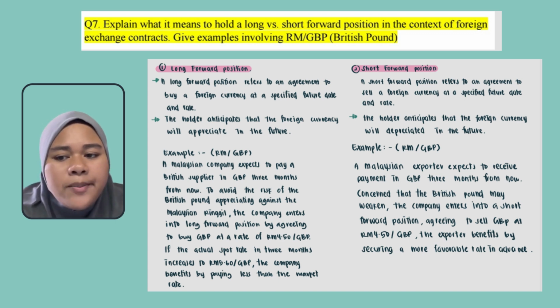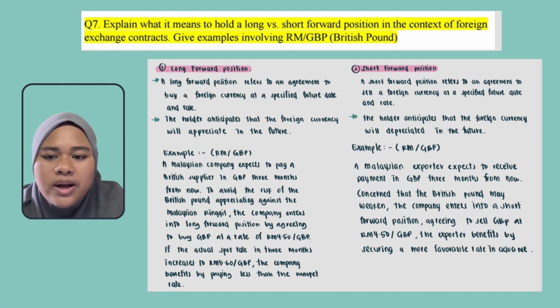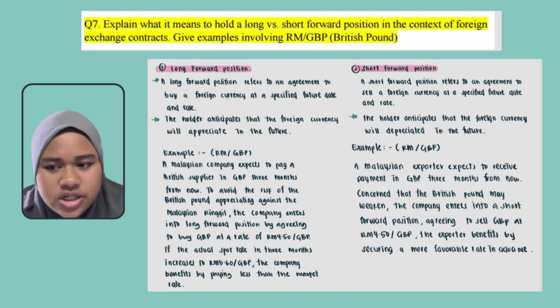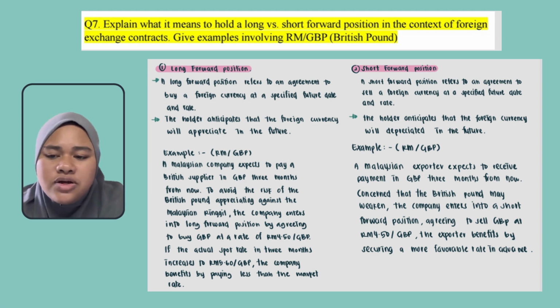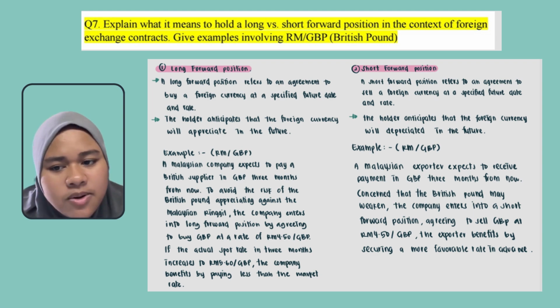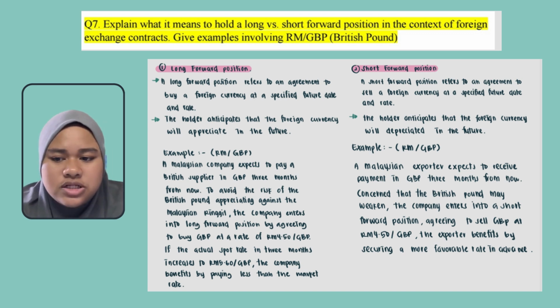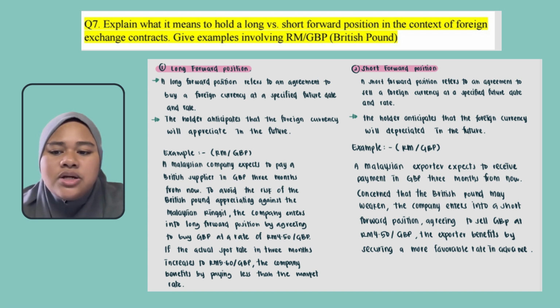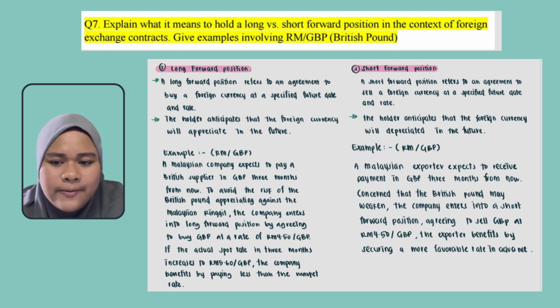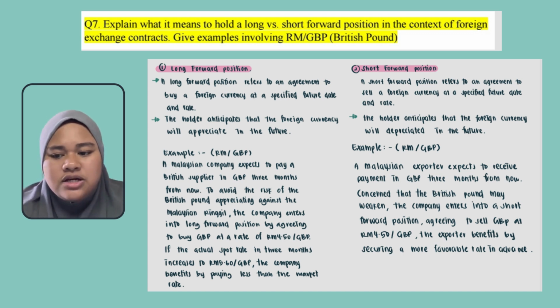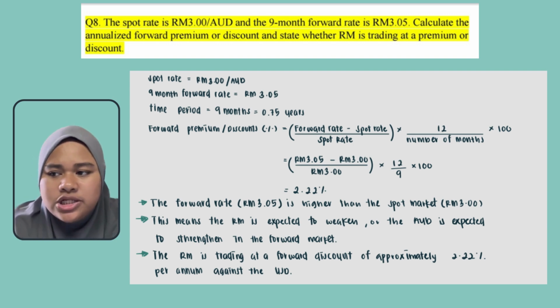Summary: a long forward position is an agreement to buy foreign currency in the future. On the other hand, a short forward position is an agreement to sell foreign currency in the future. Both strategies are used to manage exchange rate risk, depending on whether the company expects to pay or receive foreign currency. The next question is question number 8.